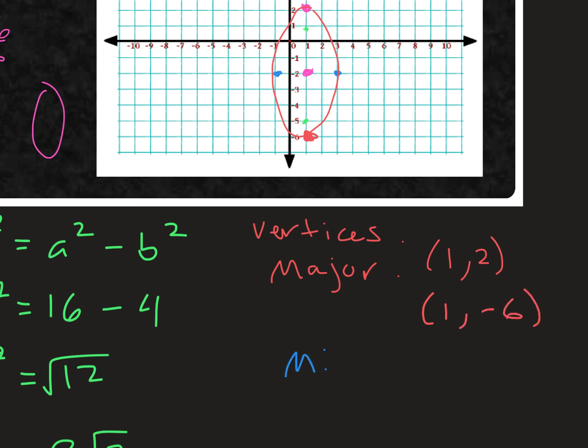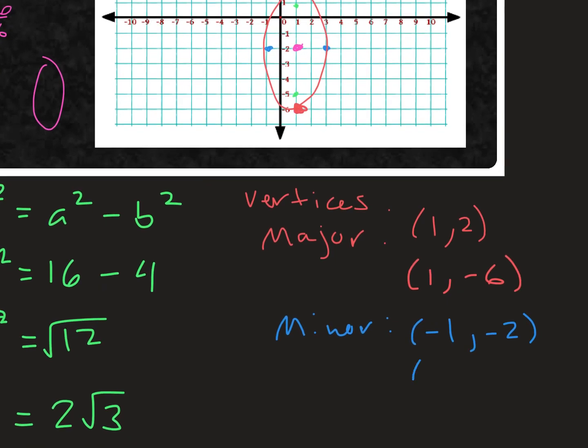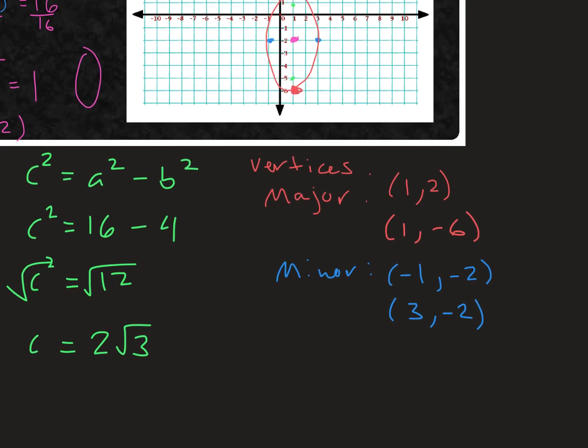And then for my minor, for the left one, I go to the left 1 and down 2, so -1, -2. What would my other minor vertex be? 3, -2.